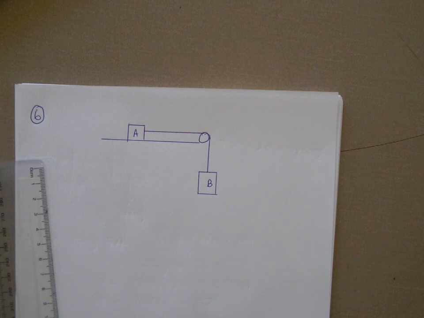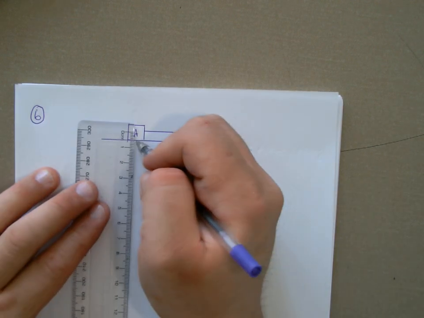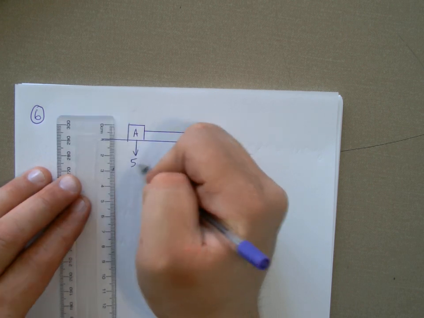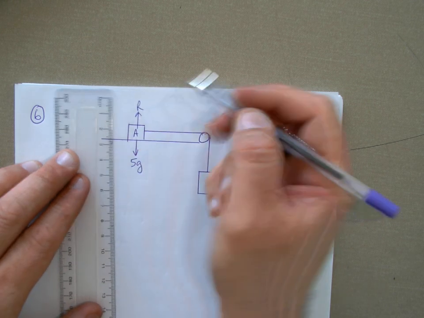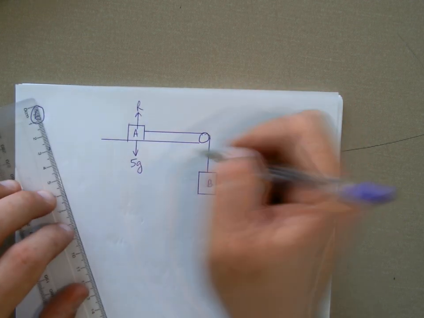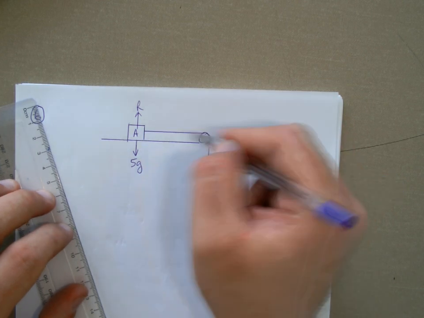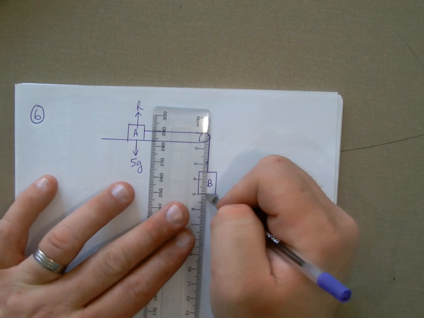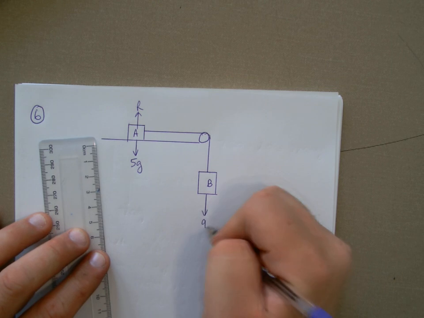Pulley system here, body A of mass 5 kilograms. So its weight is going to be 5g. Of course there's a reaction here then on the surface, but it's on a smooth surface, which means there's no friction opposing it. So it can slide along nicely. And then you've got the object B here, which is of mass 9 kilograms, so its weight is 9g.